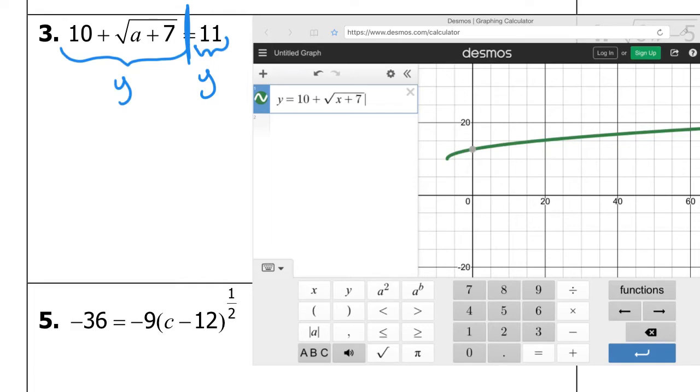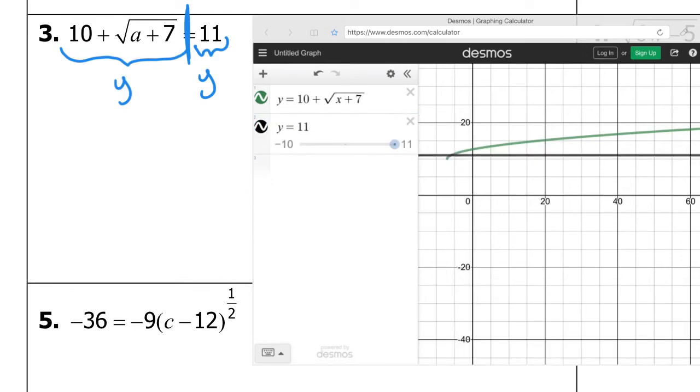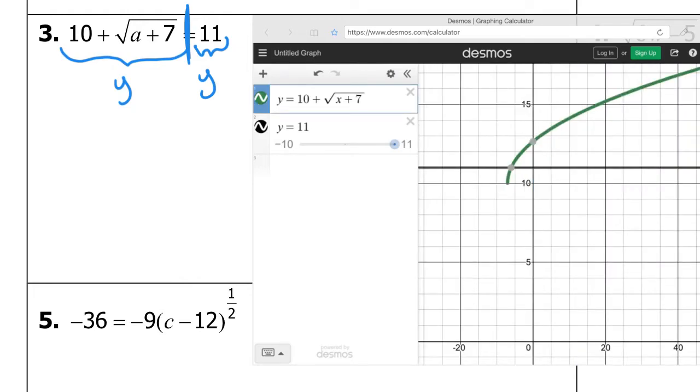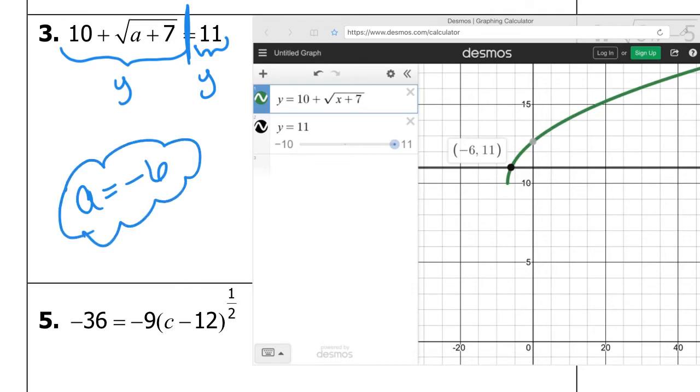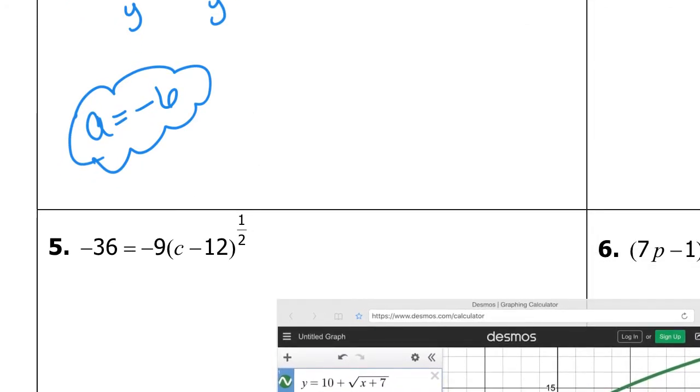So y equals the left-hand side of my equal sign, and y equals the right-hand side of my equal sign. And I'm going to look to see where my green function intersects with my black function. And it intersects at the point (-6, 11). And since the solution occurs in the x position of my ordered pair, the solution to my radical equation is a equals -6. This can also work to show you no solutions.